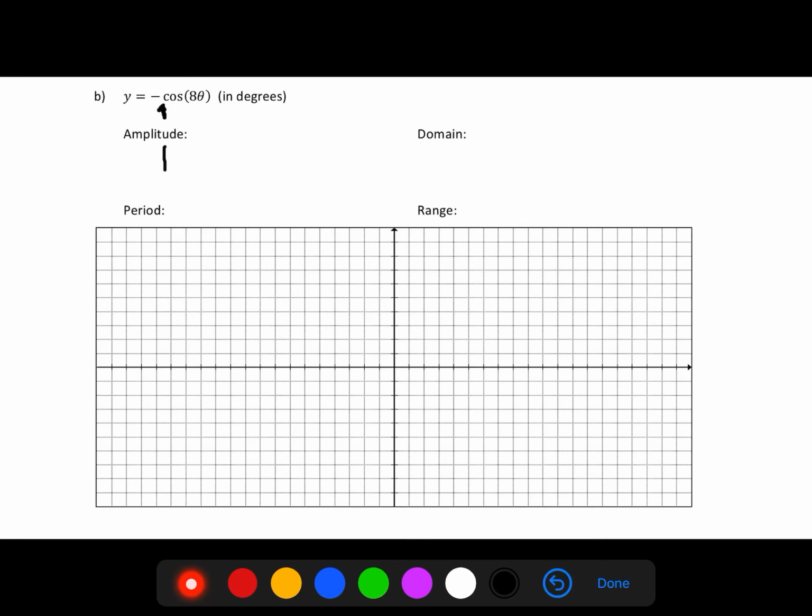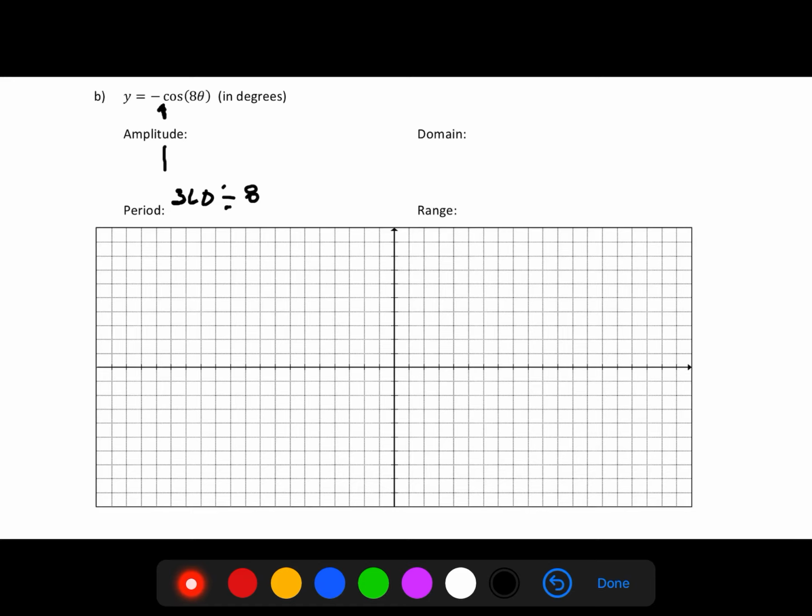For part B, y equals negative cos 8 theta, and this time we're going to do it in degrees. Our amplitude is still 1. There's no other A value up front. And remember, we always talk about it as a positive value. It's a measure of height.